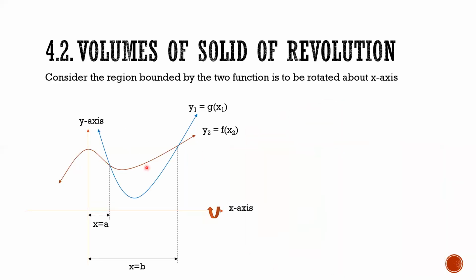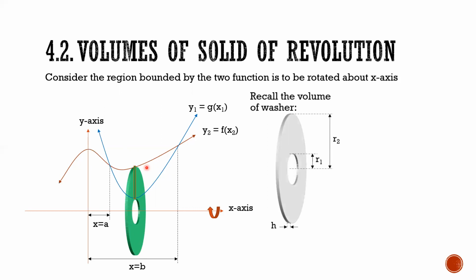Now, consider this region bounded by the two functions, and again, it is going to be rotated about the x-axis. And let's say we considered this rectangular element as our representation of the area. Now, to represent the volume, we have to imagine what will happen to that representative element when we rotate it about the x-axis. So if you rotate that, it will form this particular solid. Now, this particular solid is called a washer, and we can recall the volume of a washer that is represented by the following dimensions: the inner radius and the outer radius and the height or the thickness.